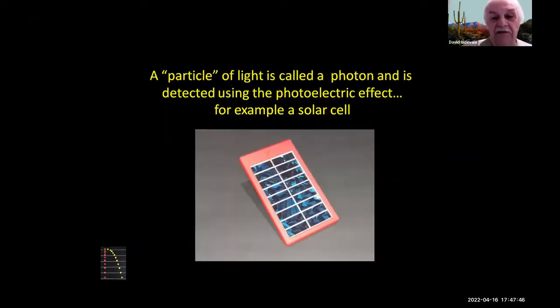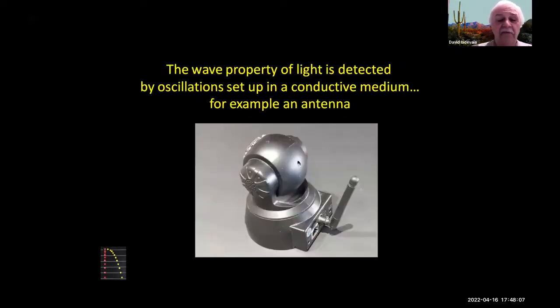If it's a particle of light that you want to deal with, we call that a photon, but photon can be used for any particle of the electromagnetic spectrum. And in this case, we could use a solar cell, which depicts light as a particle using the photoelectric effect, thanks to Einstein. And then if you want to detect light in terms of its wave property, you can set up oscillations in a conductive medium, for example, an antenna.